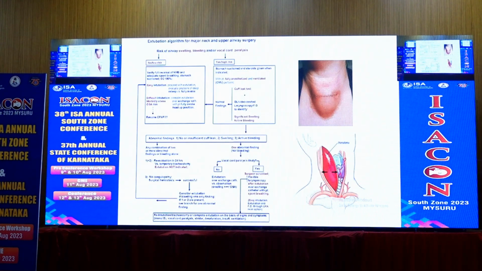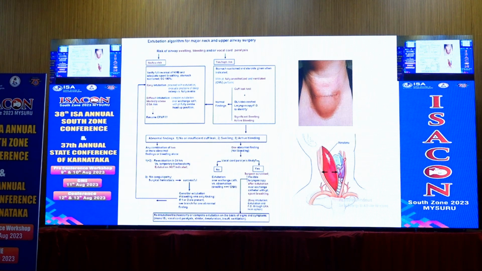So this algorithm is generally for major neck and upper airway surgery. What you can see is, if there is a hematoma, generally intraoperatively and immediately post-op we don't make it out, but once the patient is shifted to the ward, they make it out, and it has caused a lot of issues. So you have to be very, very careful. Even with a little bit of swelling, it's better to observe the patient on the table before extubation.